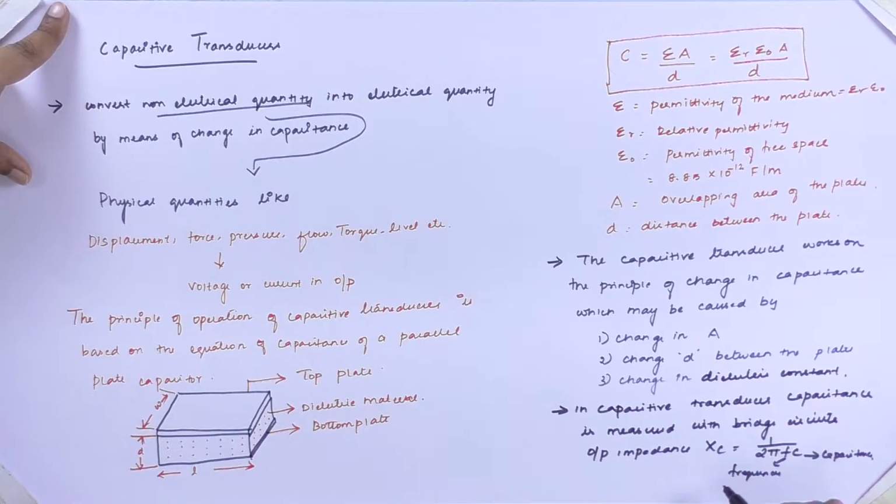So the output impedance Xc is given by 1 by 2 pi Fc, where F is the frequency and C is the capacitance. So we can use the bridge circuit, which can measure the value of capacitance or the output impedance of the capacitive transducer.